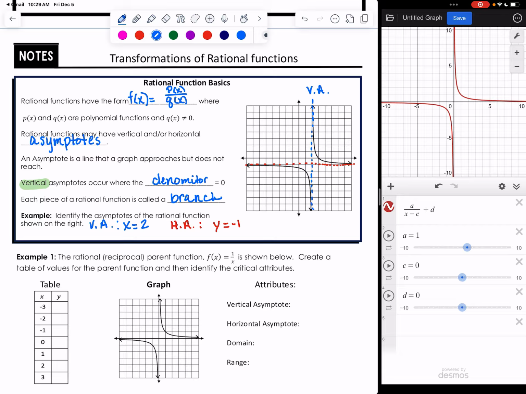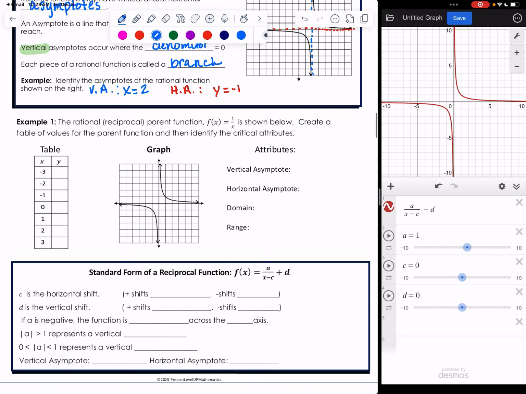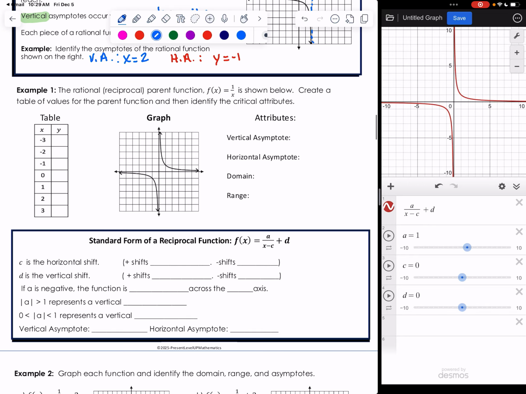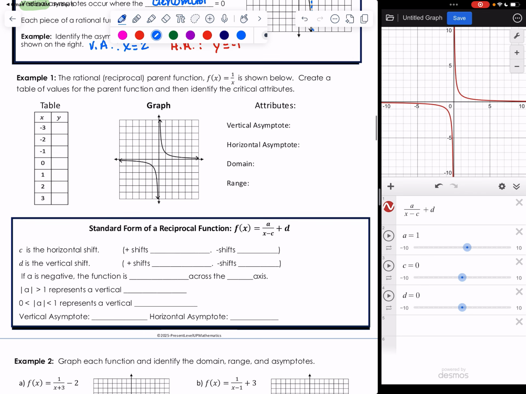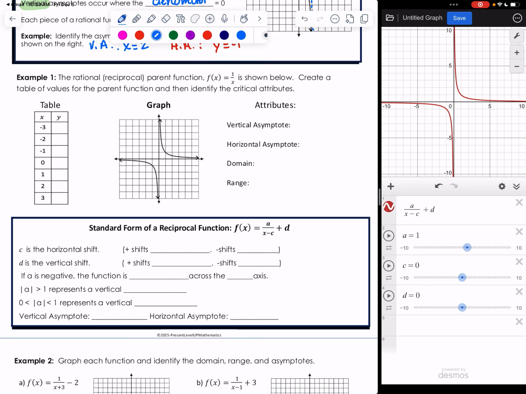Now, before we get started in the transformations, I want to look at the most basic rational function we have, which is the parent function. Sometimes we call this the reciprocal function, and the equation for this parent function is f of x equals 1 over x. So the graph is shown below, and what they want us to do is create a table and then identify the critical attributes.